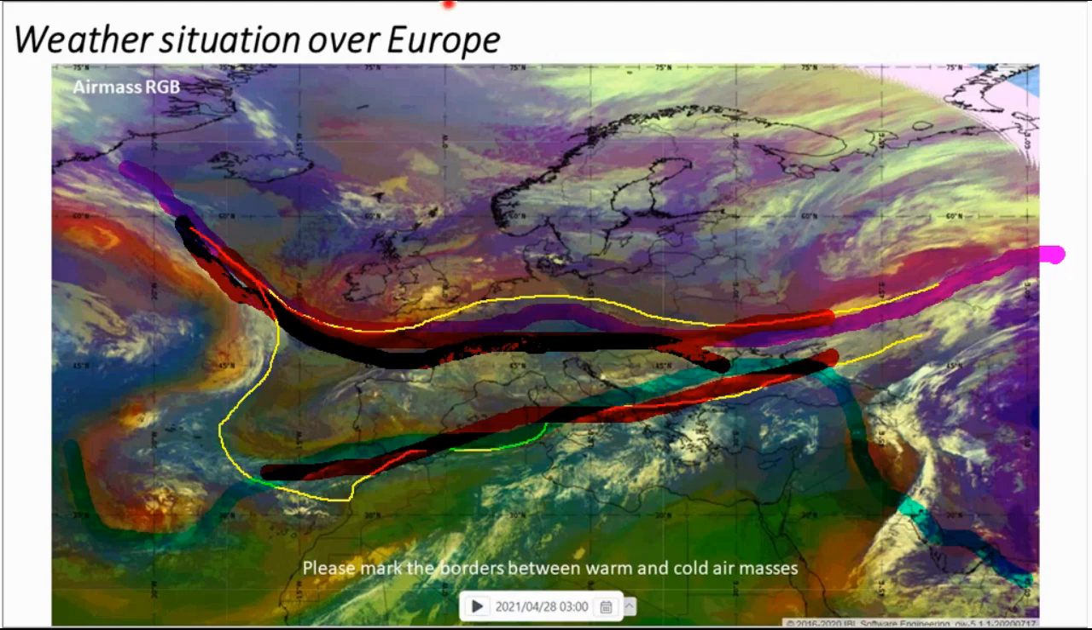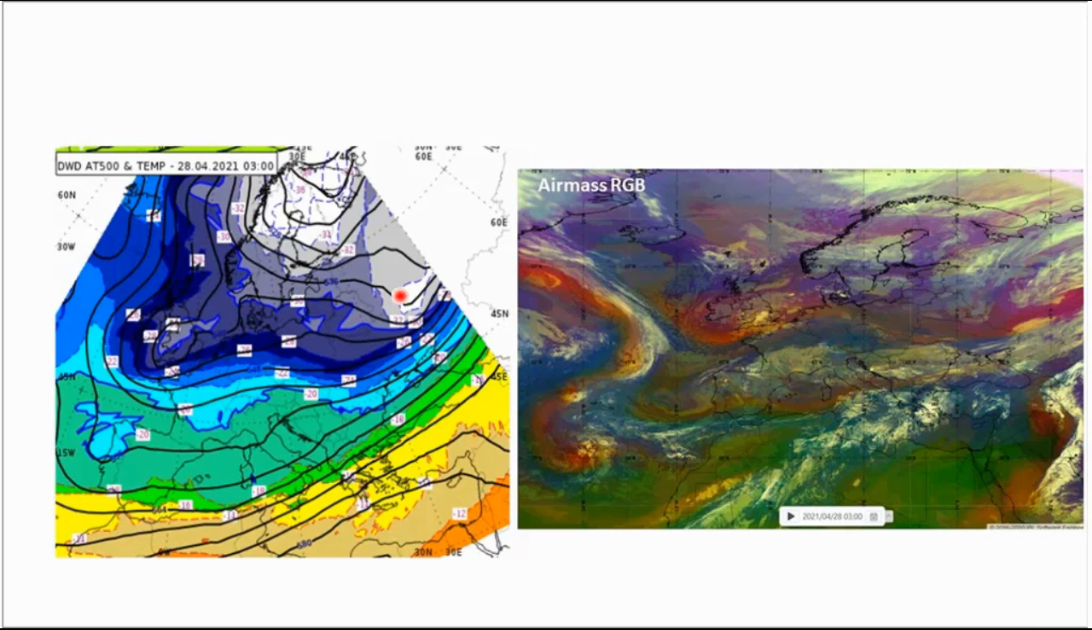If we look at the model field of temperature at 500 hectopascals, we will see that this temperature is very nicely collocated with these air masses on the air mass RGB. So here is the cold air in this bluish color, here is the warm air in this green color, and here we have something between these two air masses, so not as cold and not as warm as this in the south.